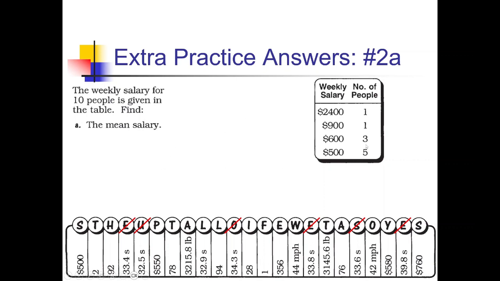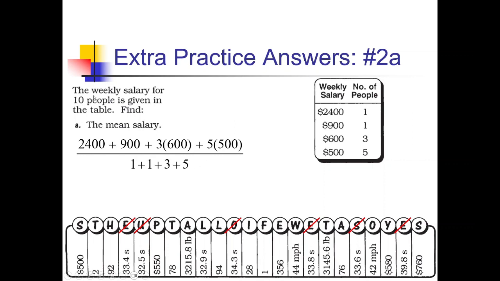So I am going to add all the salaries together. But what I'm going to do, for any of these salaries that appear only once, I'll just use the number itself. So we've got 2,400, we've got plus 900, because there's only one of each of those. But now for these that appear multiple times, I'm going to multiply the number of people times the salary to get the total money. So we're going to add in 3 times 600, and we're also going to add 5 times 500. Next up, the number of items is just going to be the number of people here, which we could add all these together, or they told us it was 10, so I guess we don't really need to do that, but it's 10.